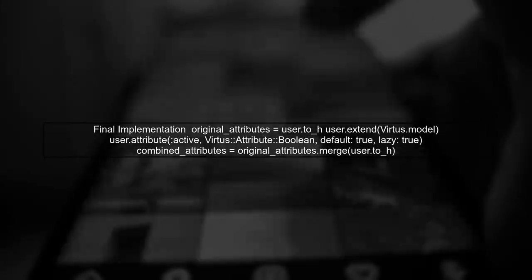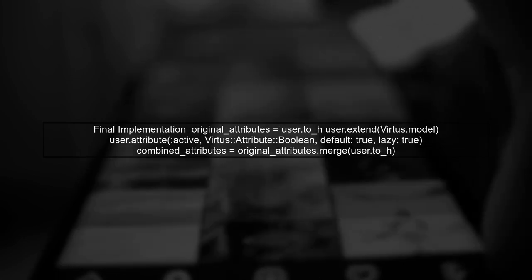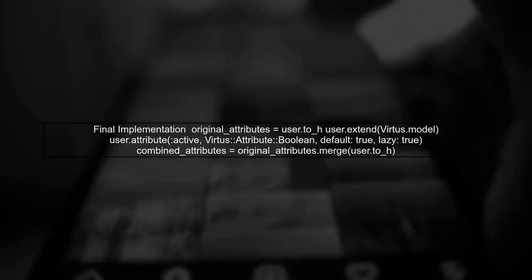To implement this, you can manually combine the attributes before converting to a hash or JSON. This way, you won't lose any data.